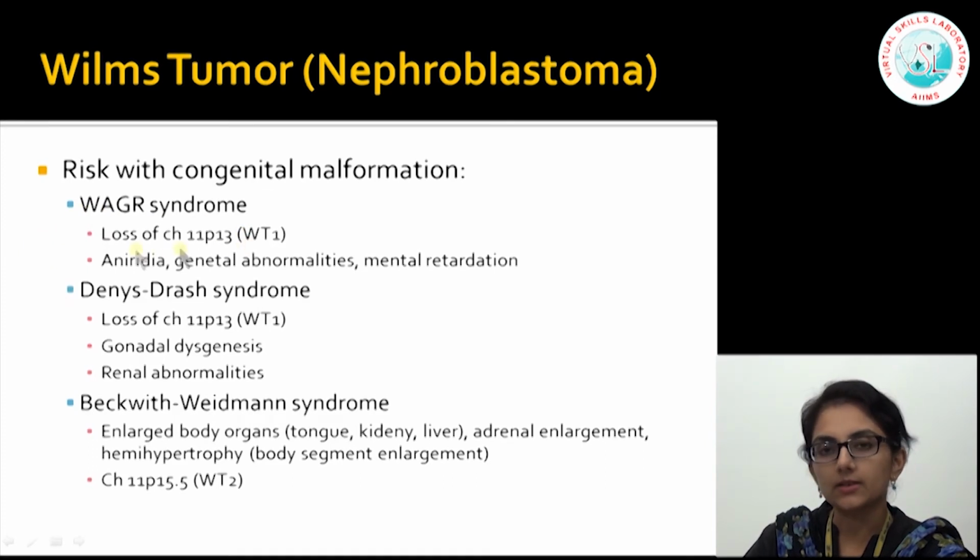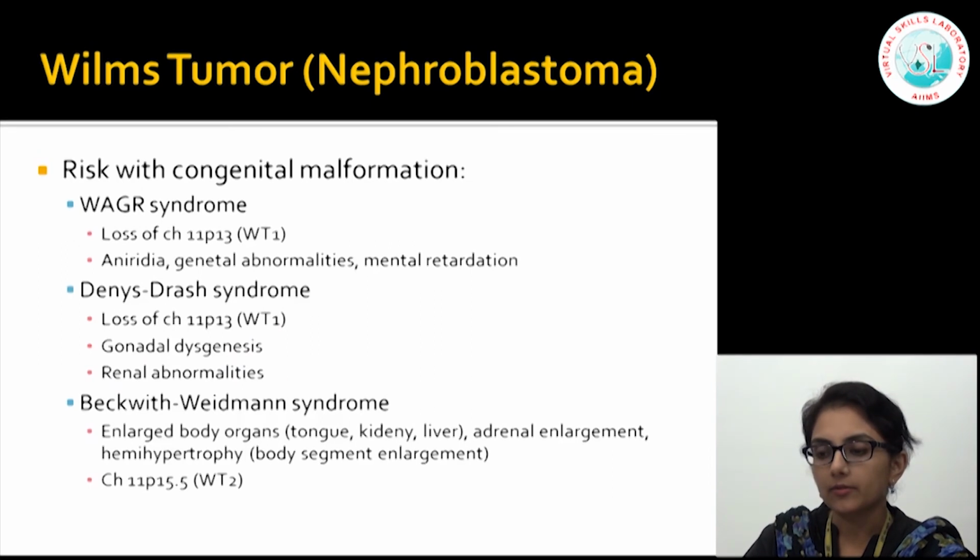It's associated with the WT1 mutation, which is on chromosome 11, and the associated malformations include aniridia, that is the A, genital abnormalities, that's the G, and mental retardation, that's the R. So that's WAGR syndrome. The next important syndrome is the Denys-Drash syndrome, which is again a WT1 mutation, and it is associated with gonadal dysgenesis and other renal abnormalities in the form of diffuse mesangial sclerosis or DMS.